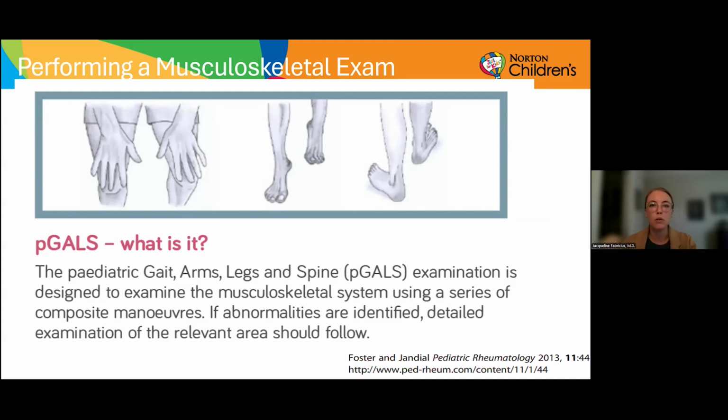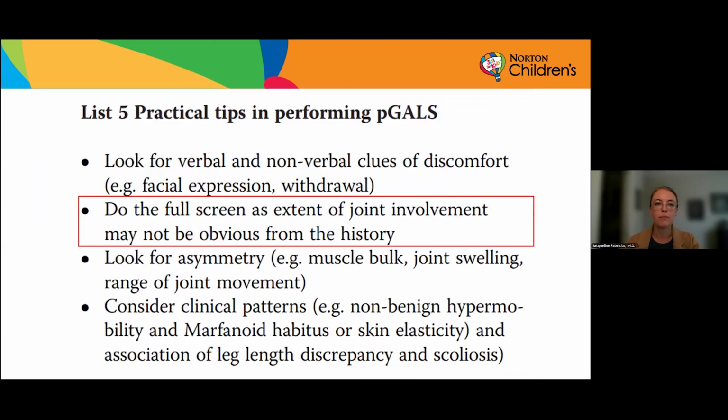There is an adult correlate to this exam, which is called the pGALS exam. It's slightly different, but I'm going to review the pediatric version.